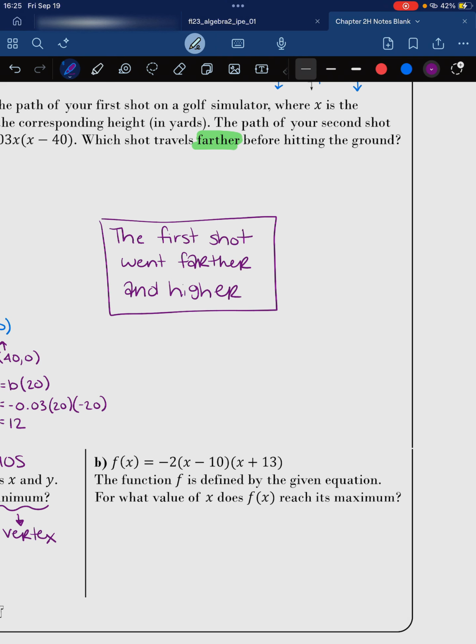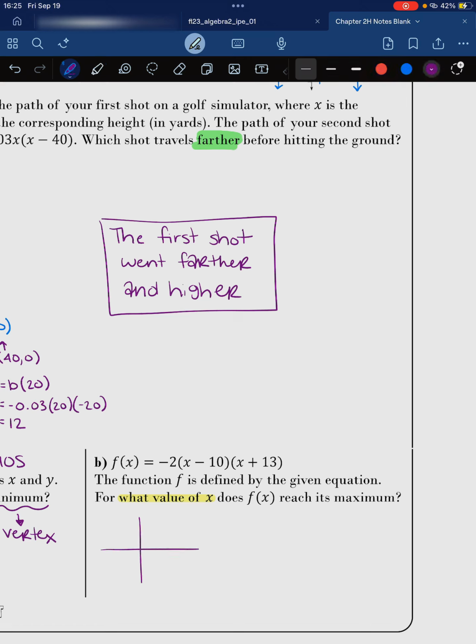Function f is defined by the equation. For what value of x does f of x reach its maximum? Again, okay, so same exact type of question. It's not actually asking for the maximum value. It's asking for what value of x. So we just need to find the x value.